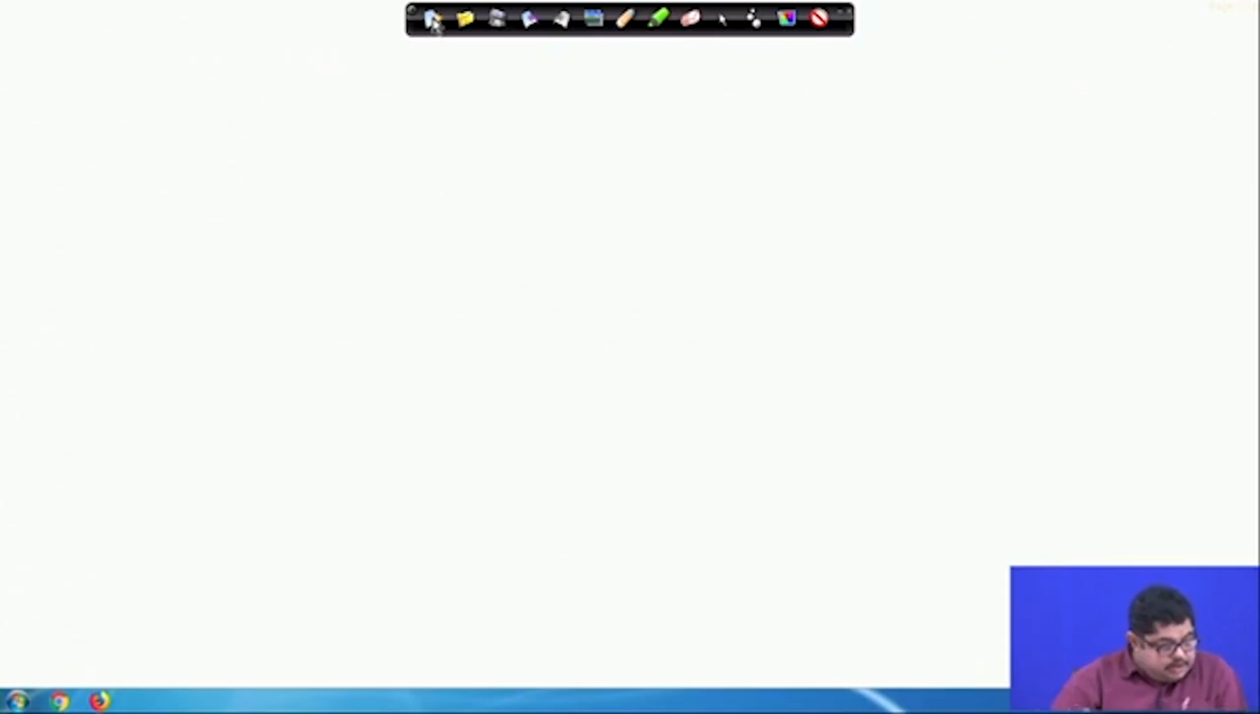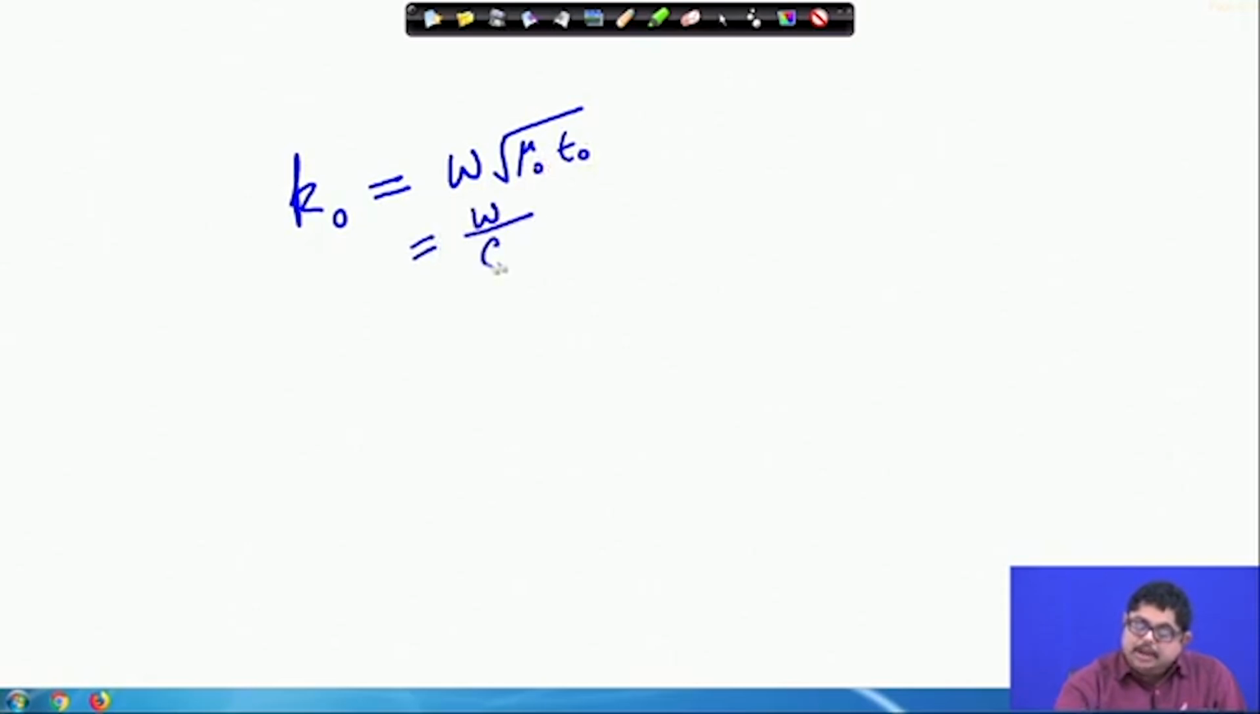Let us see the k naught r. What was our k naught value? K naught was omega, if you remember, root over mu naught epsilon naught. So, that we can write as omega into root mu naught epsilon naught, and that I can write as omega by c, where c is the free space velocity of light. So, what is k naught r? K naught r is omega r by c.